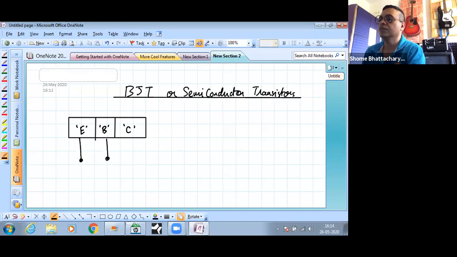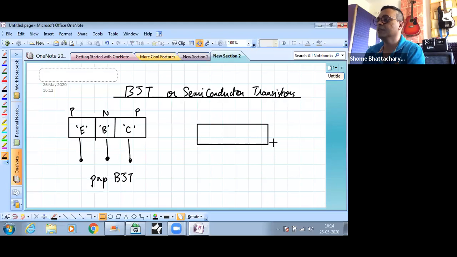Now, in the case of semiconductor devices, the base, emitter, and collector are impure or extrinsic semiconductors, which are either P-type for emitter and collector, sandwiching an N-type for the base. This is called a PNP bipolar junction transistor. Or it can be two N-type semiconductors on either side of a P-type semiconductor, in which case it is called an NPN bipolar junction transistor.